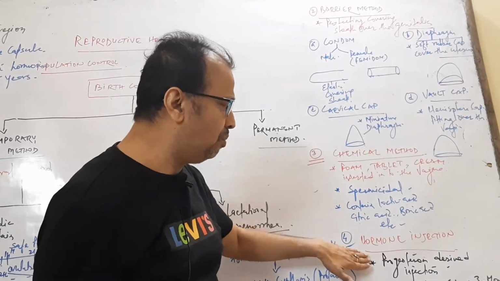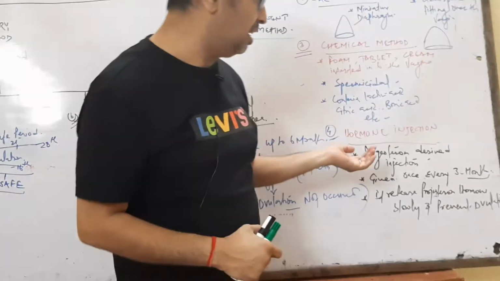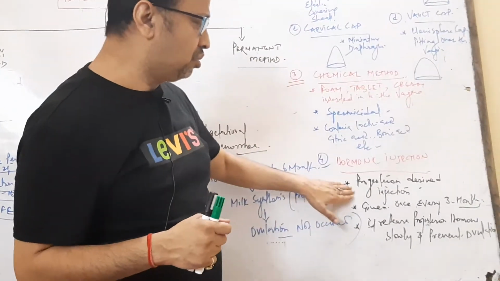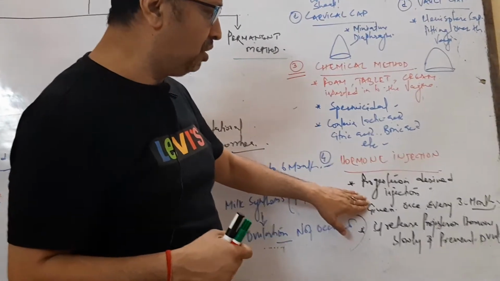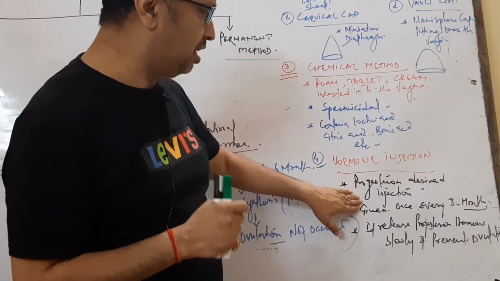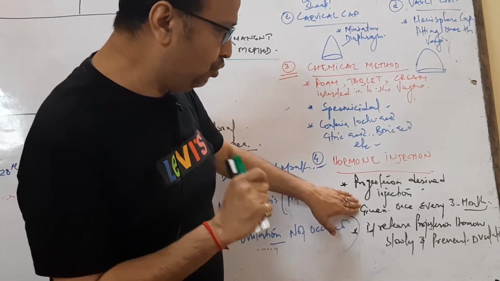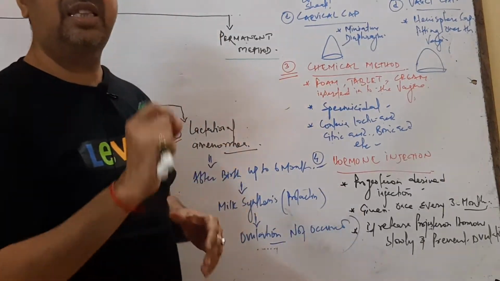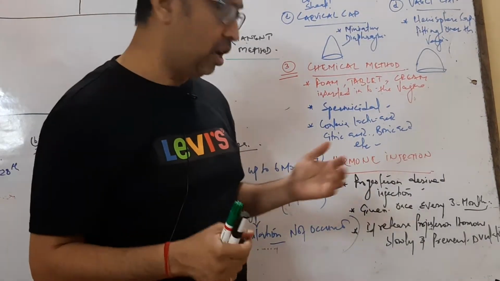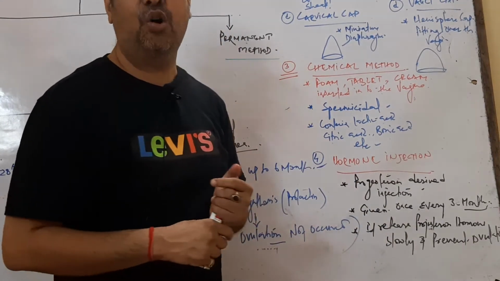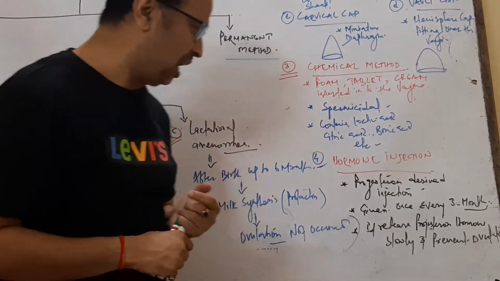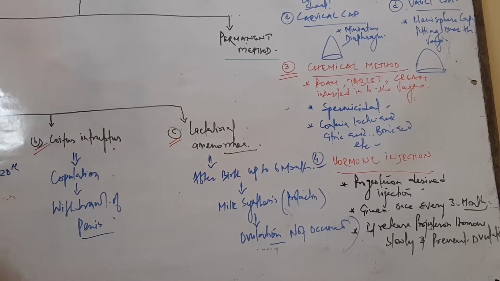Another one is hormonal injection. In hormonal injection we use progesterone or synthetic progesterone, used for a 3-month period. The synthetic hormone releases slowly and prevents the ovulation process. So this hormonal injection is used for 3 months.